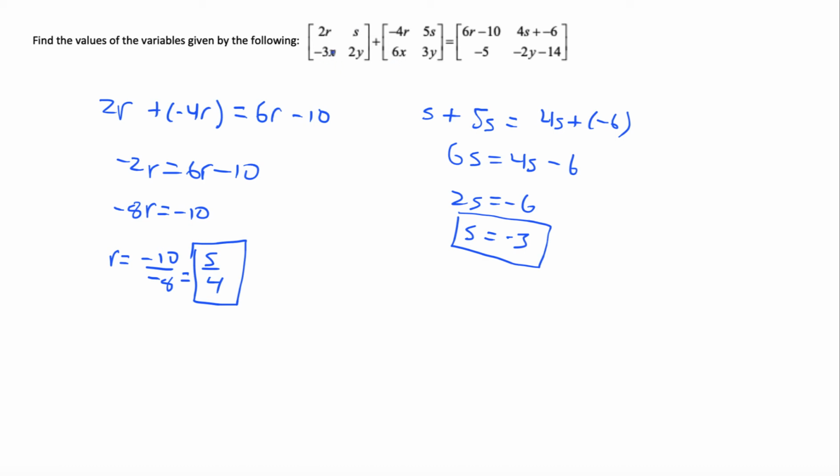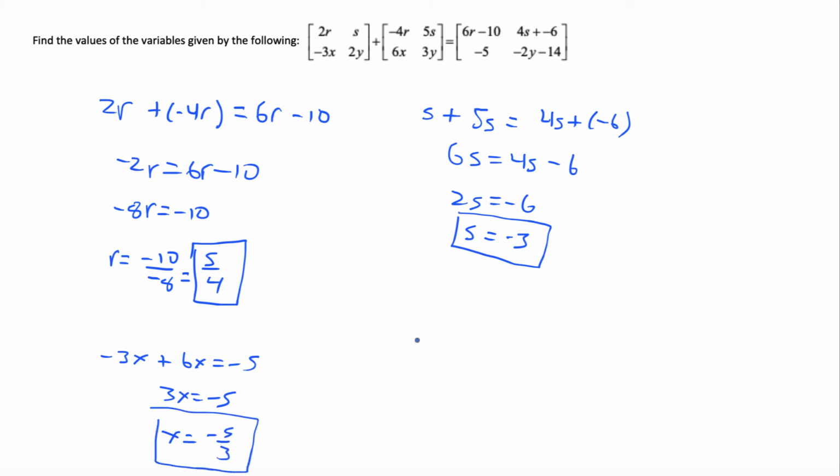Similarly, we should be able to do the same for this entry right here. Negative 3X plus 6X equals negative 5. This was pretty straightforward. You get 3X equals negative 5 here, so when we divide by 3, X is negative 5 over 3.